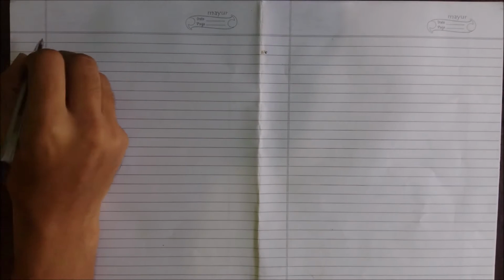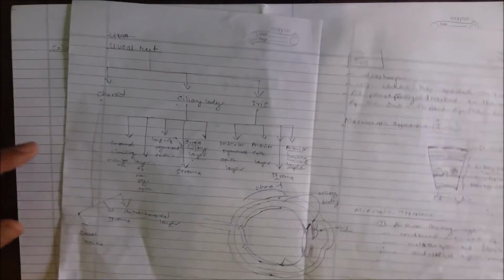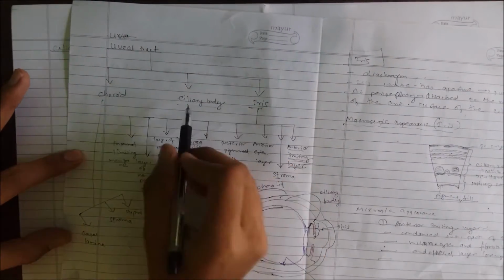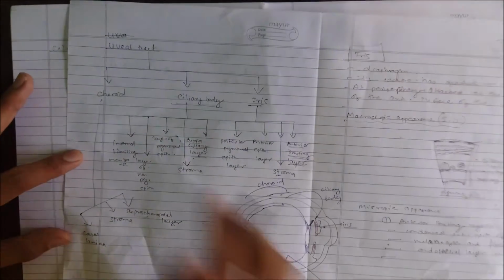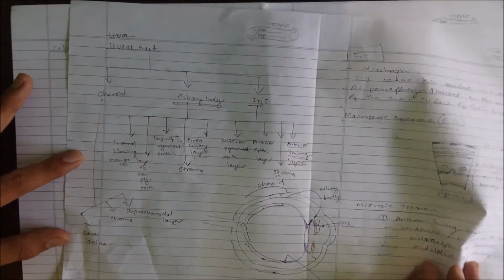So guys, now we're going to talk about the ciliary body with much more added energy. So let me write the topic here: ciliary body. And this is the second part, as I already described. Here you can see after the iris comes the ciliary body. So we're going to talk about this ciliary body.